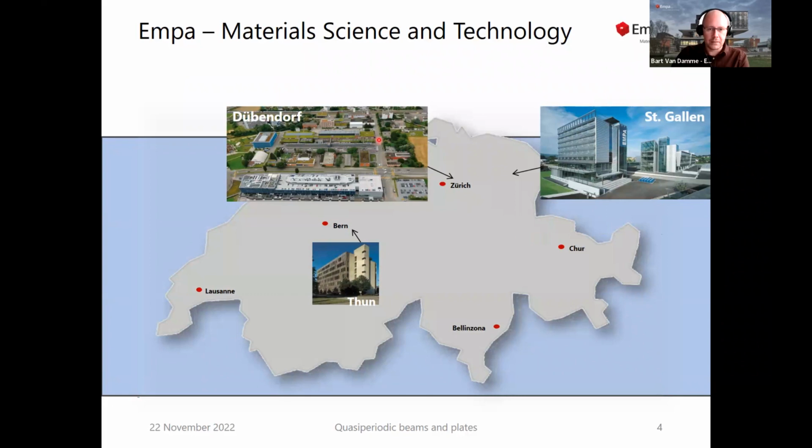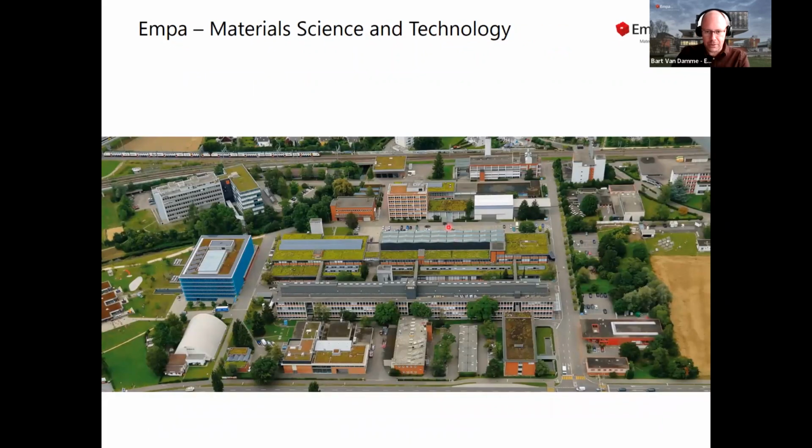We are located, when I say we, the Lab for Acoustics and Noise Control is located in Dübendorf, where we have quite large facilities. So if we look at the campus, our lab is in these 3 buildings, because as you all know, for acoustics in the audible range, you need large facilities. So we have quite a bit of experimental facilities here.